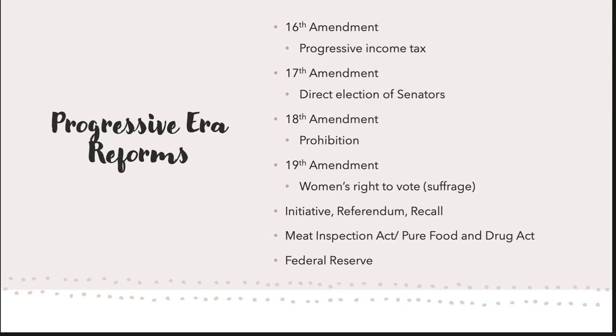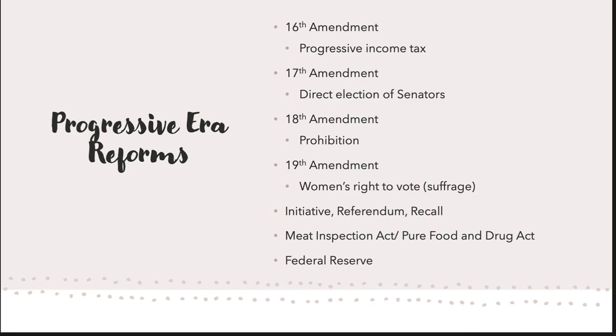Initiative, referendum, recall. Remember, these are the three progressive era reforms that increase the participation of the people. Initiative, the people being allowed to petition for a law. Referendum, the people voting on a law that was created by Congress at the state level. Recall, taking officials out of their position before their term was up. Initiative, referendum, recall. Three ways that the progressive reforms got the people more involved.